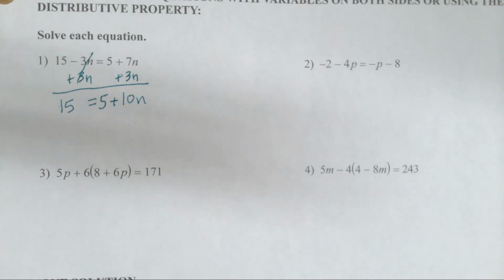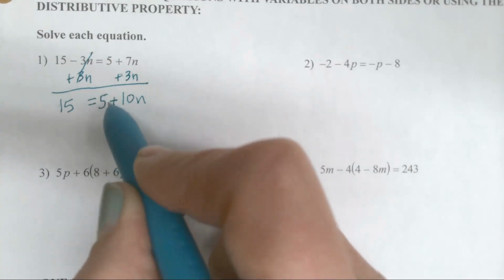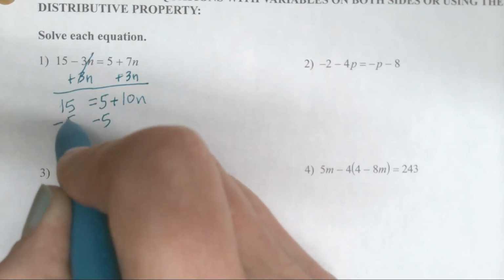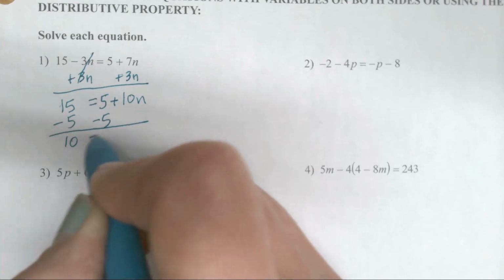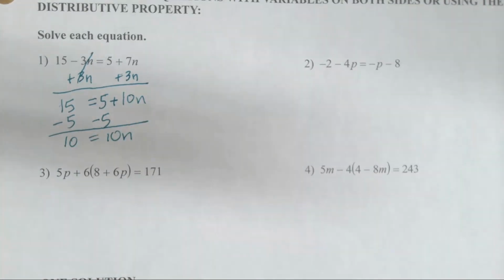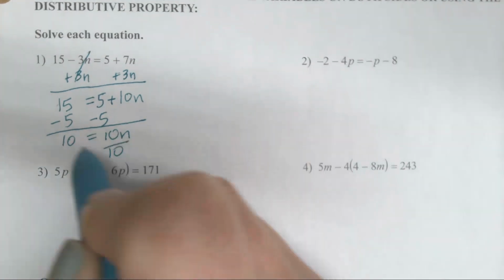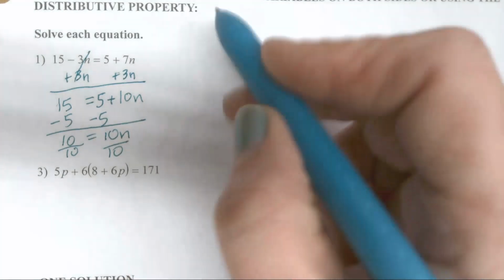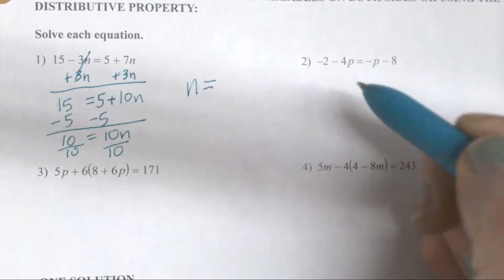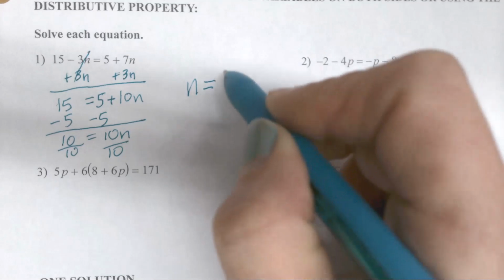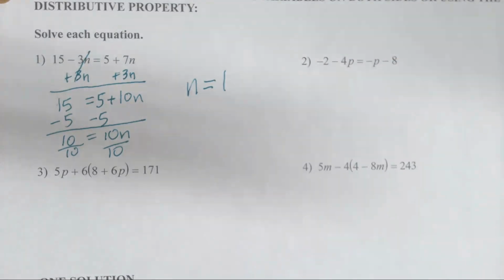So then next, I have to get all the non-variable things on one side. So that leaves me with this 5 to remove. Get rid of it on both sides. And then lastly, I can solve for n. How do I figure out what n is? Divide by 10. Beautiful. Some of you guys are great at this. So n is what? 1. Beautiful. All right, let's do that again.